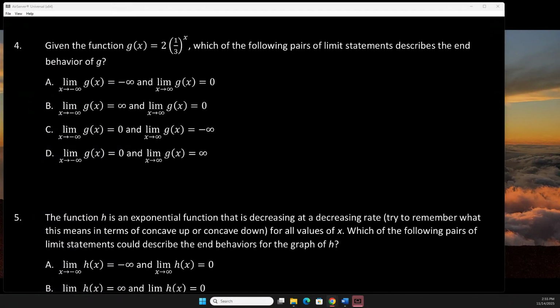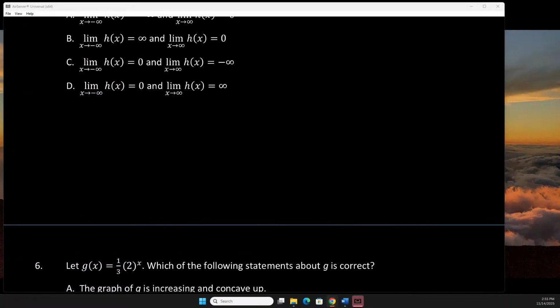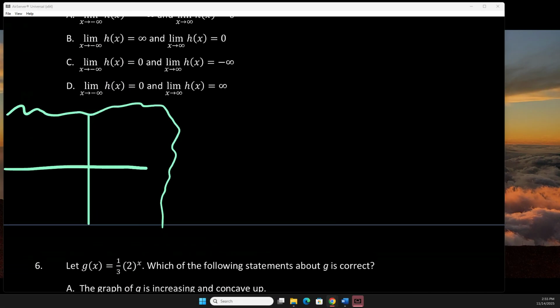We have this function g. We want to know which of the following pairs of limit statements describes the behavior of g. So I am going to go kind of down in this corner, and I'm going to just draw something that you might need throughout the review and throughout the test. So I'm going to have like 4 little sections where we have a graph in each section. And these are going to be exponential graphs based on the values of a and b.